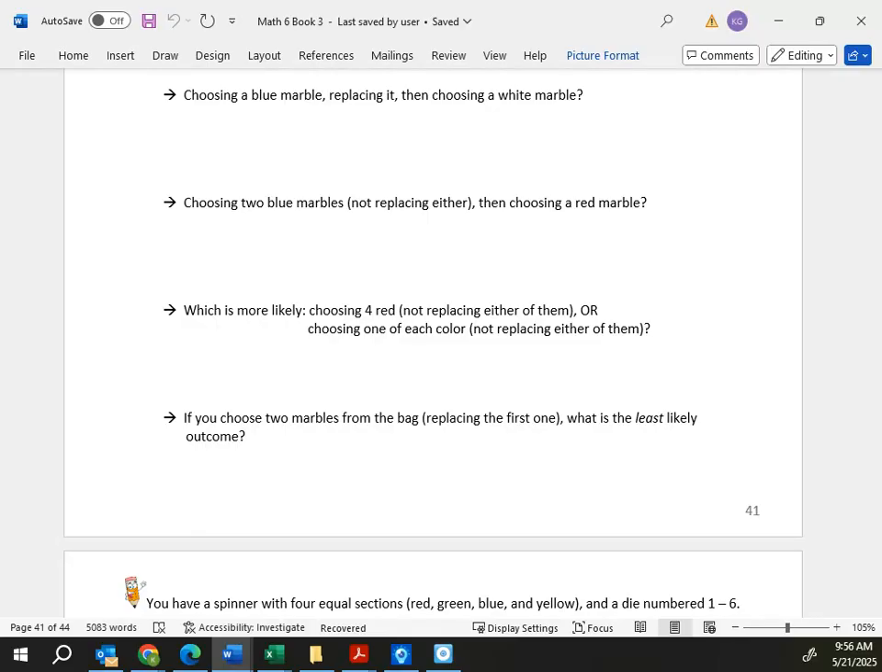All right, let's look at our next one. Choosing a blue marble, replacing it, then choosing a white marble. So write what your first probability fraction is, write what your second probability fraction is, and then see if you can do step 2. Write your first probability fraction with the blue marble, write your second probability fraction with the white marble, and then do step 2.